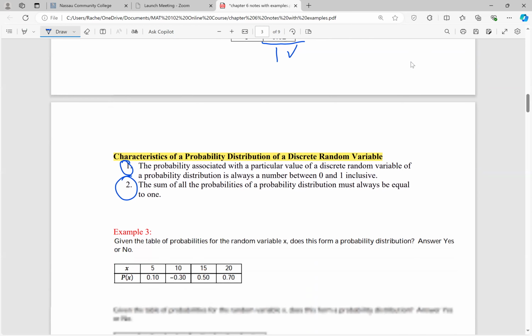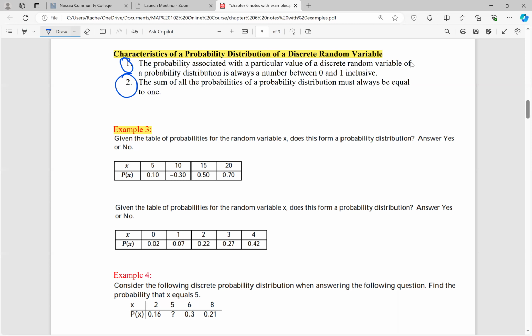The first one is that all the probabilities have to be between 0 and 1. So we'll write this down again over here. So P of x has to be between 0 and 1. And the sum of all the probabilities has to add up to 1. But I see right away that this table does not represent a probability distribution because it doesn't satisfy that first characteristic, right? Negative 0.30 is not a valid probability.